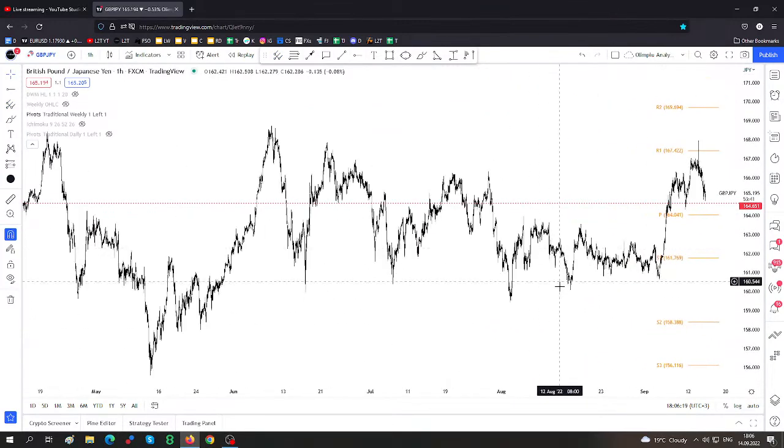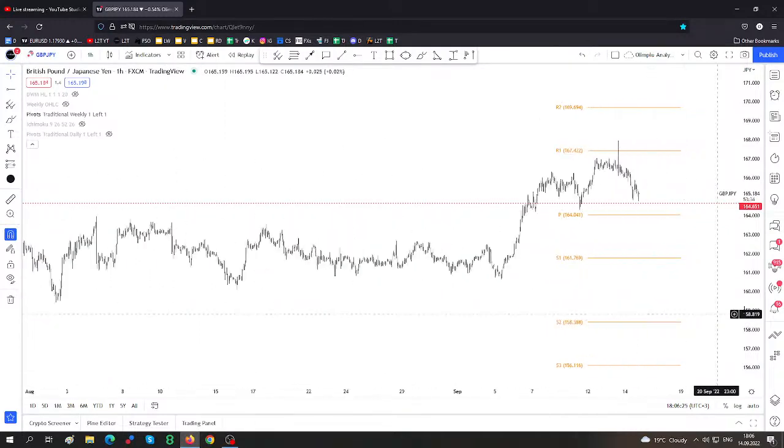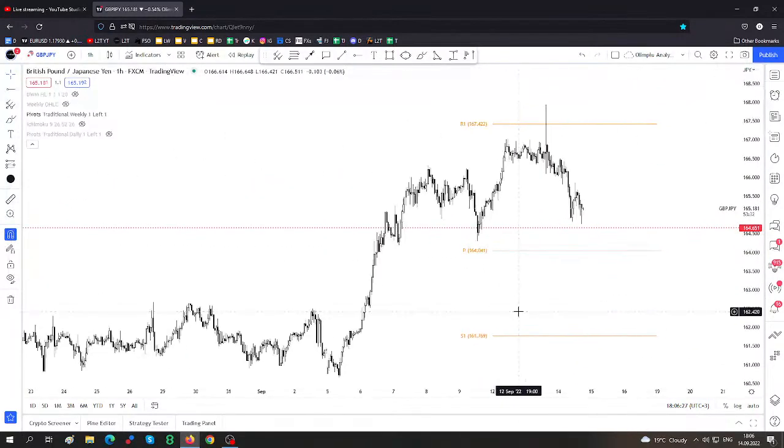Wait, maybe, because as long as it stays above this key level, I don't know, maybe this could be only a temporary drop, a temporary retreat.